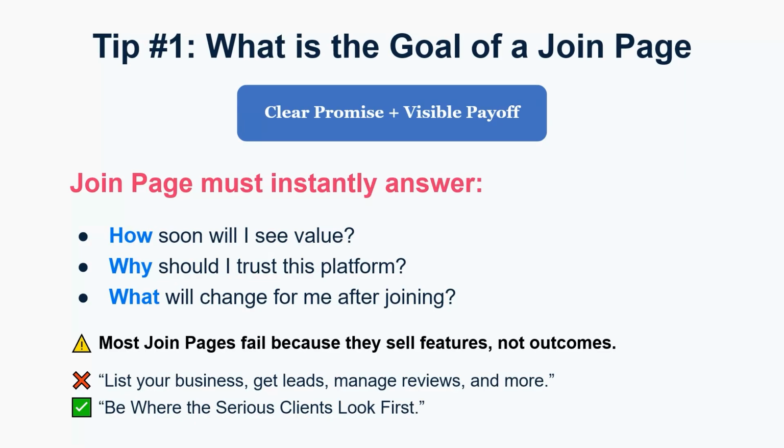How soon means how soon our members are going to see the value. When they see the pricing plans, will they see the value within the first couple of rows or not? Why they should trust this platform? So we can do a few things like adding testimonials, etc., that build trust. And what will change for me after joining? So what will change, if we can position it somewhere?